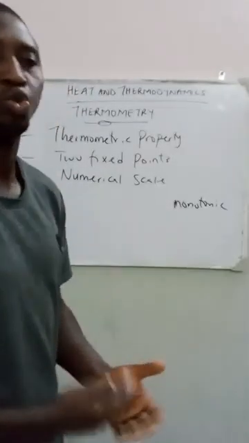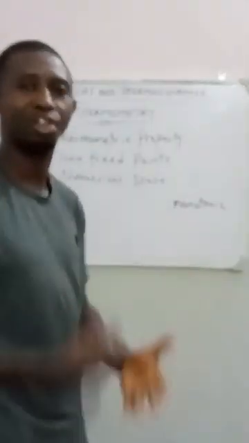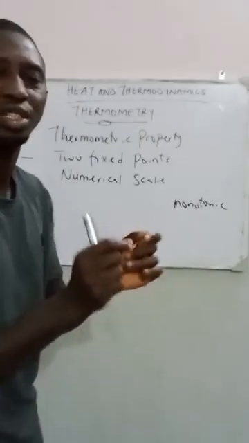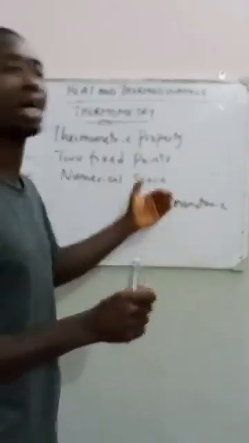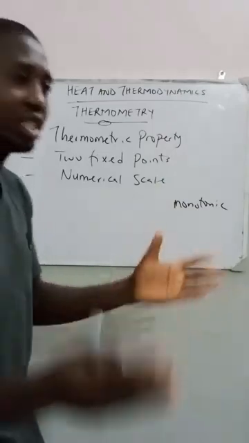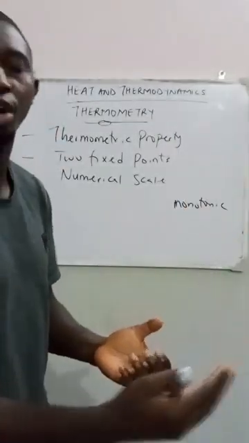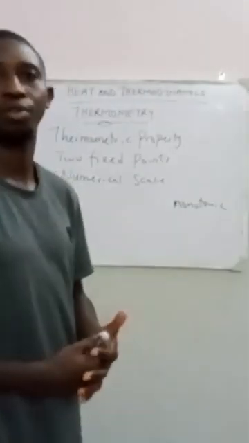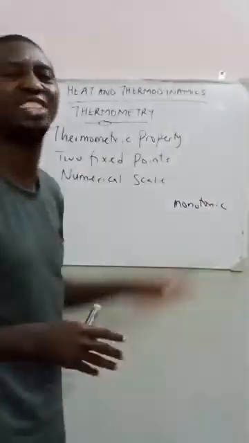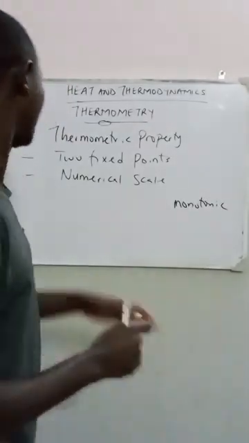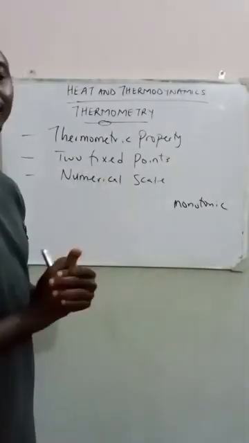It is this thermometric property that allows us to prefer a certain type of thermometer over another, based on little differences due to their thermometric property. These differences can be either a wide range of temperature or a low range of temperature. So this thermometric property is very important when dealing with thermometers.